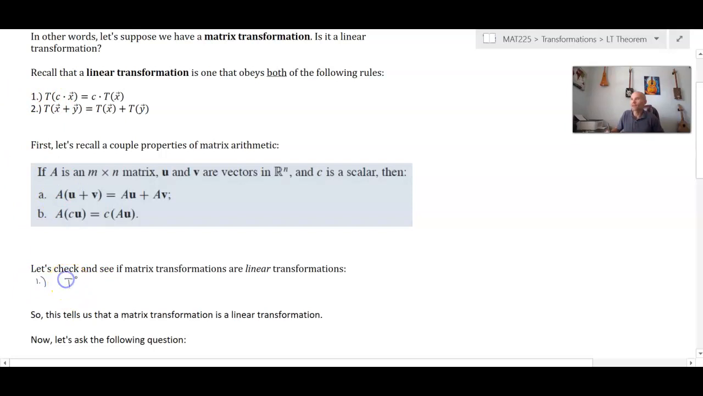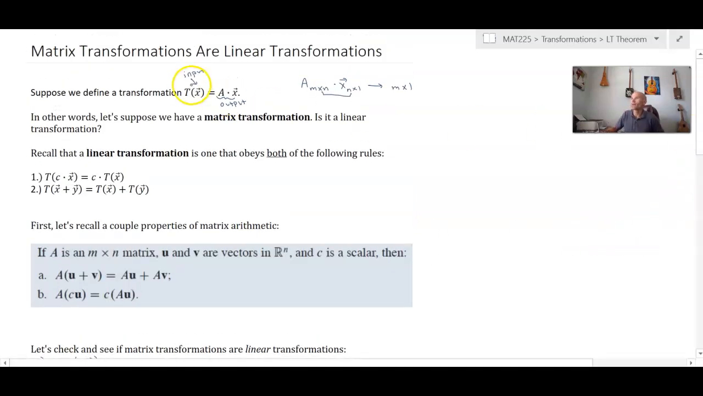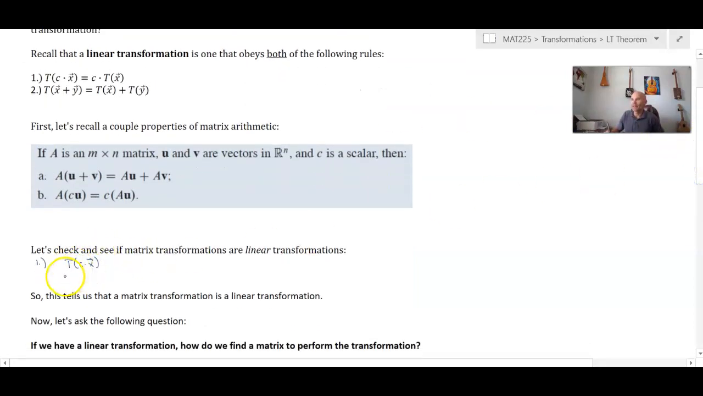If we take the transformation of C times X, what does this mean? Well, this means that we're going to input C times X, and C times X is going to get multiplied by A. So by definition of our transformation, T of X equals A times X, this is going to be equal to A times the input, which is C times X. Now we know that we can use property B to factor that constant out and write this as C times A times X.